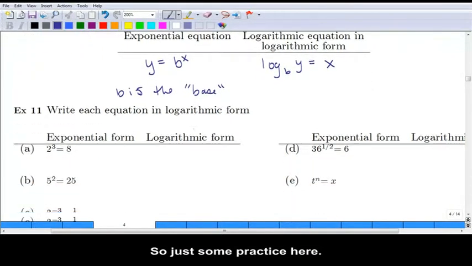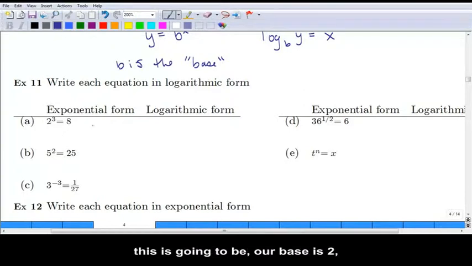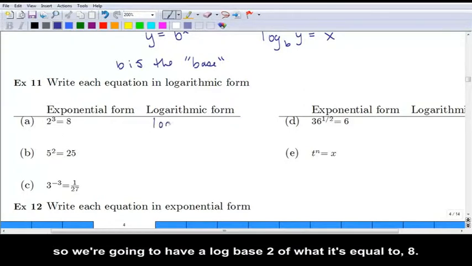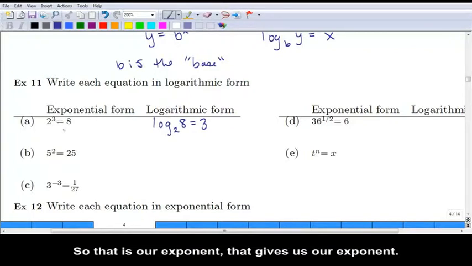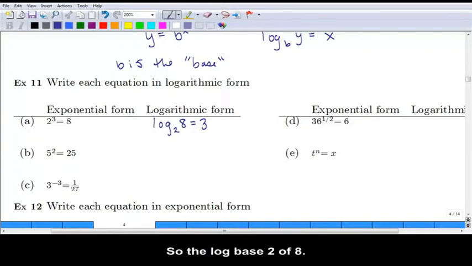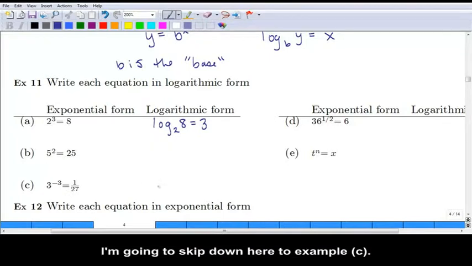So just some practice here. If we want to convert from exponential form to logarithmic form, we would say, okay, our base is 2, so we're going to have a log base 2 of what it's equal to, 8. And we say, okay, well, 2 raised to what power would be 8? Well, that would be 3, so that is our exponent. So the log base 2 of 8, again, what power would you have to raise 2 to get 8, would be 3. I'm going to skip down here to example C.